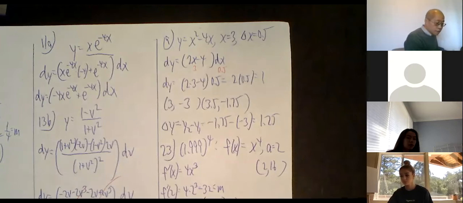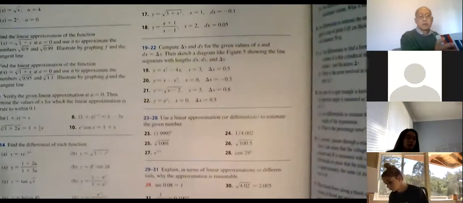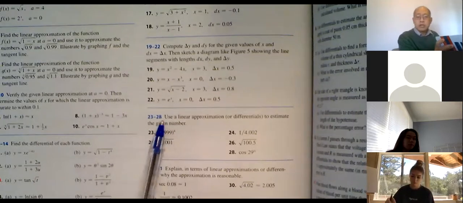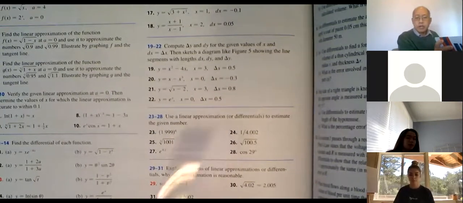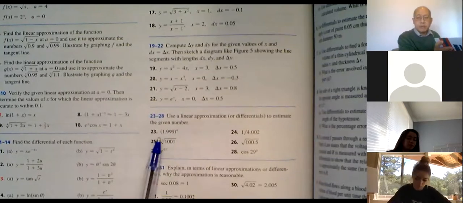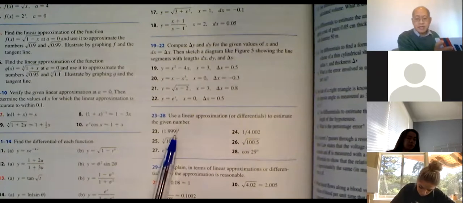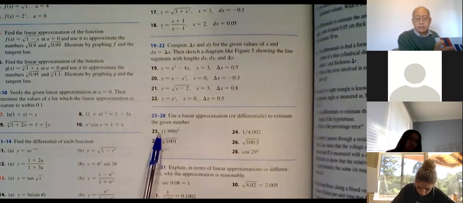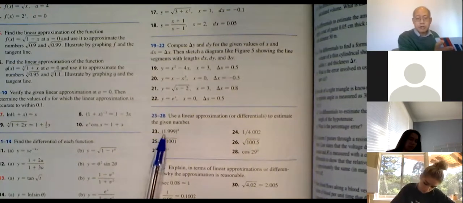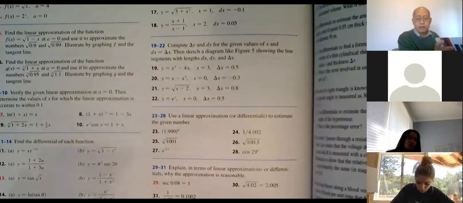Okay, then something from 23, 25, 27. I'll do one of these. Use a linear approximation or differentials to estimate the given number. We will use a linear approximation: 1.999 to the 4th power. It's kind of messy, but we can approximate it, and the approximation is usually pretty good. So how do I do that? I'll do 23, and you try to figure out 25 and 27 in a similar fashion.